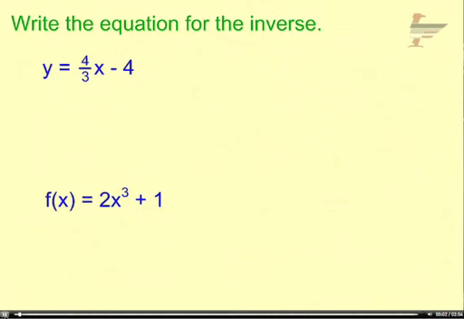Here are a couple examples where we have to write the equation for the inverse of what we're given. So, first thing we need to do here is switch the x and the y. So we're looking at x equals 4/3 y minus 4, and we're going to take this and bring it over here and solve for y. So the first thing we'll add 4 to both sides. So x plus 4 equals 4/3 y.